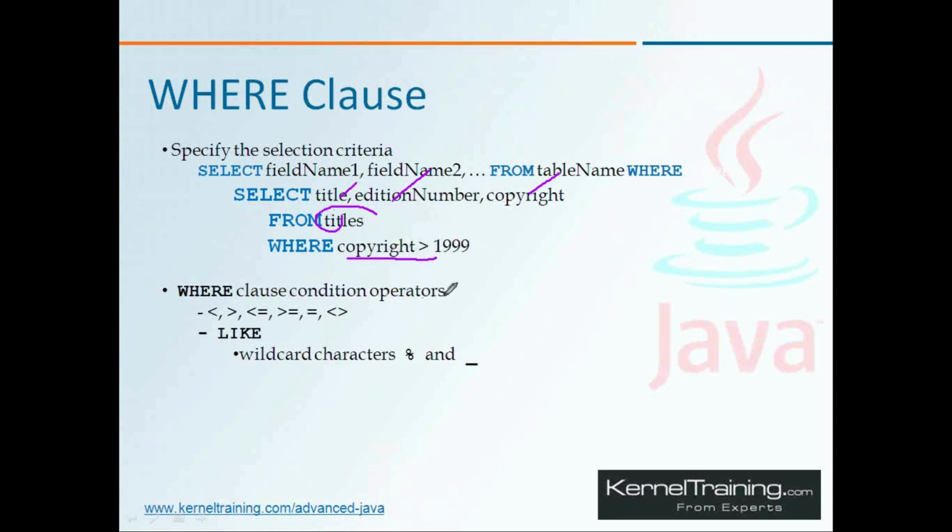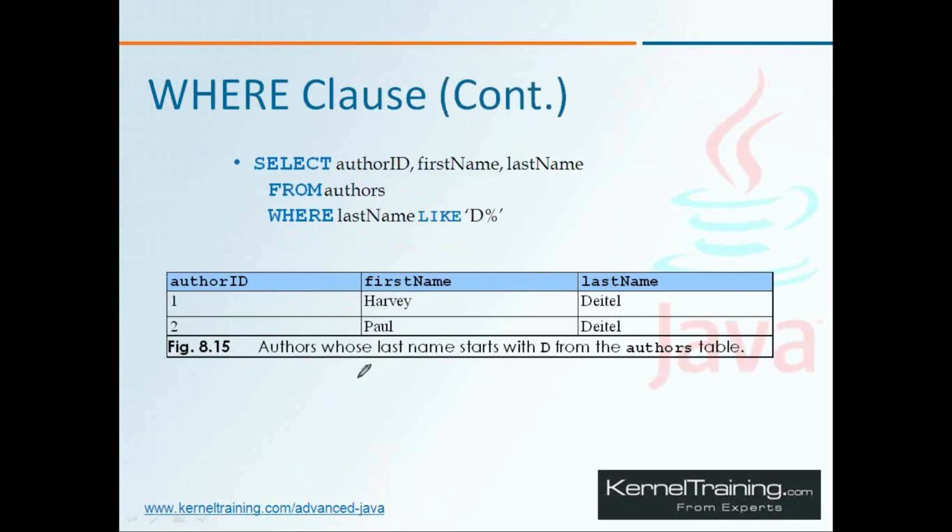The where clause condition can be used with the help of these operators: less than, greater than, less than or equal, greater than or equal, equal, and not equal. Or we can use some wildcard characters also. Percent is one wildcard. Underscore is one more wildcard. How these wildcards work, we will see now. For instance, I want author ID, first name and last name from the authors table where last name like percent.